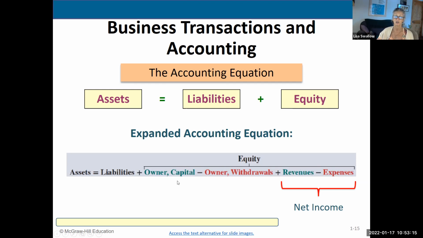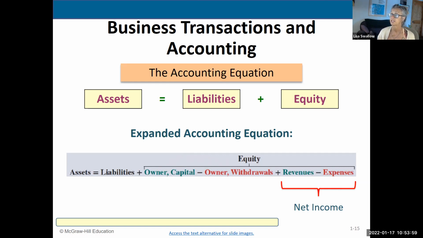Capital. This is the owner's investment in his or her company. Withdrawals. These are the assets the owner in the company withdraws. And then revenues, you've seen that word before. This is what I earn in my business minus expenses. This is what I incur to generate revenues. And revenues minus expenses is the same as net income. So equity gets a lot more complicated, doesn't it? The items in green make equity go up. The items in red make equity go down. And that's going to be very important.